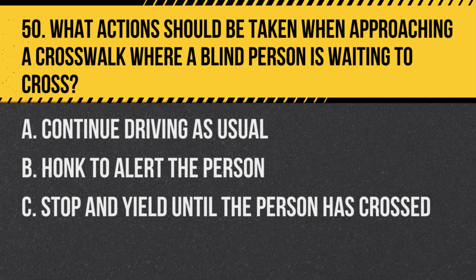Question 50. What actions should be taken when approaching a crosswalk where a blind person is waiting to cross? A. Continue driving as usual. B. Honk to alert the person. C. Stop and yield until the person has crossed. Answer. C. Stop and yield until the person has crossed. Always stop and yield to a blind person waiting to cross at a crosswalk.